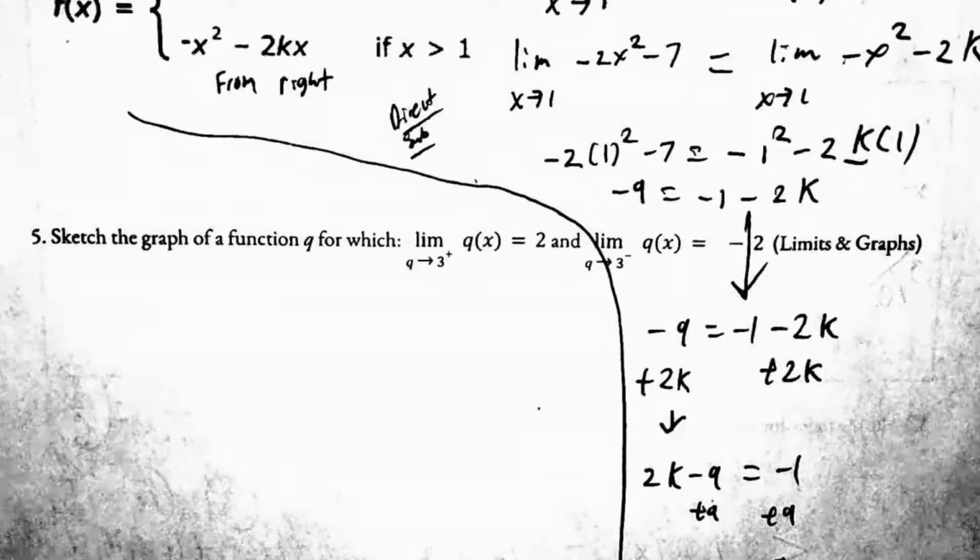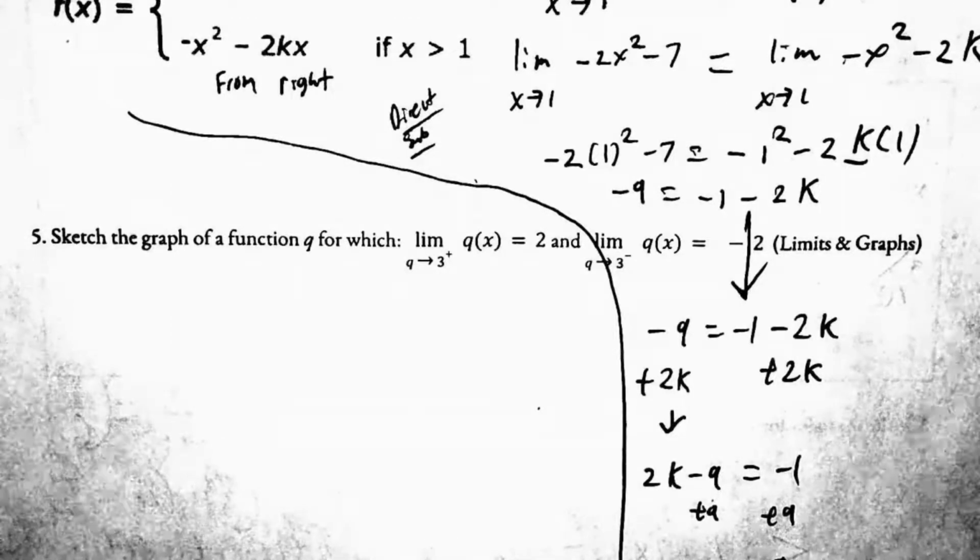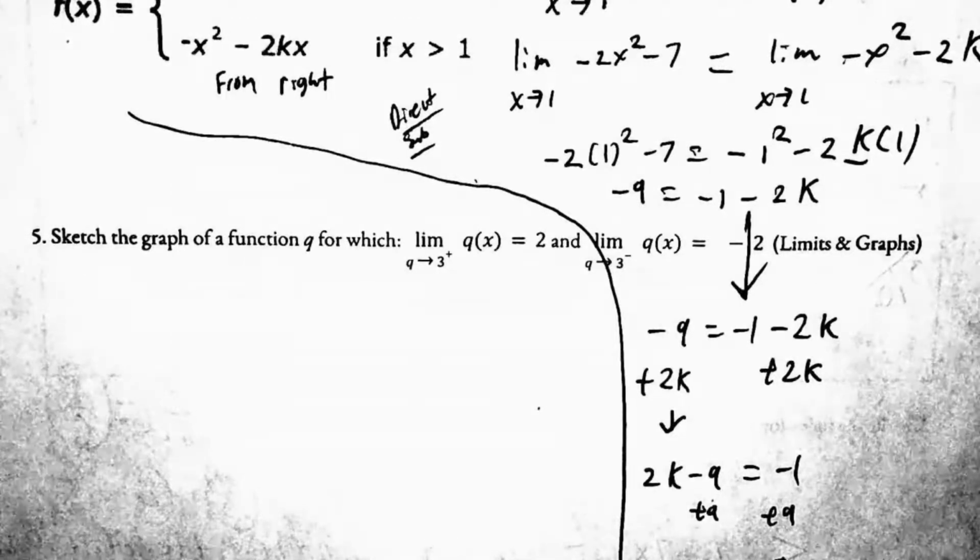Sketch a graph of function q for which the limit as q approaches 3 from the right of q of x is 2, and the limit as q approaches 3 from the left is -2.